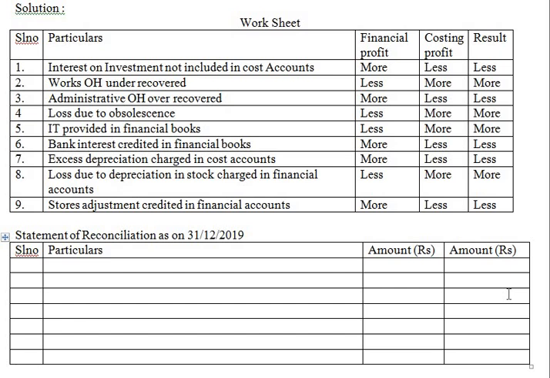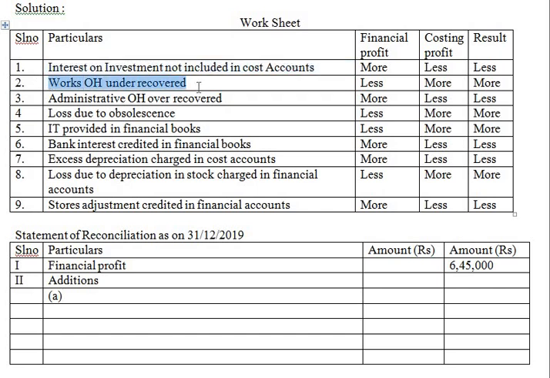Okay, so next, take down the statement of reconciliation as on 31st December 2019, with serial number, particulars, and two amount columns. First we are going to take financial profit. Financial profit is given in the problem, that is 6,45,000. Now second is additions, wherever we have more.